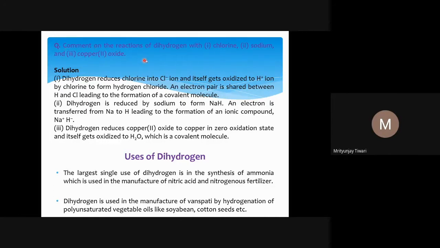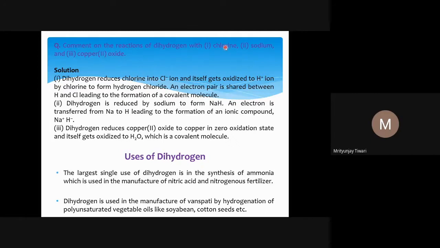The question is: comment on the reactions of dihydrogen with chlorine, sodium, and copper(II) oxide. It means that by looking at this, we should know the chemical reactivity of hydrogen, that is, how dihydrogen will react in the presence of different types of chemicals, and what kind of products it will form. The first part is chlorine.